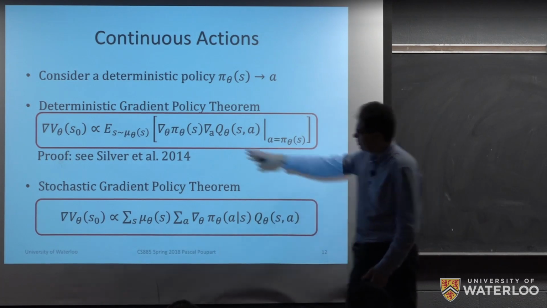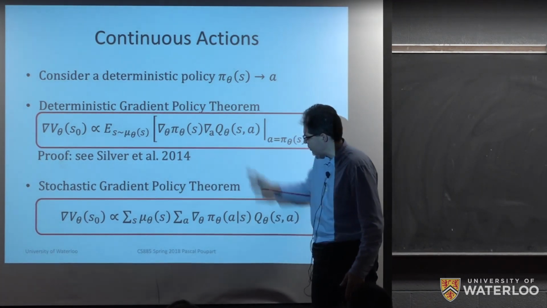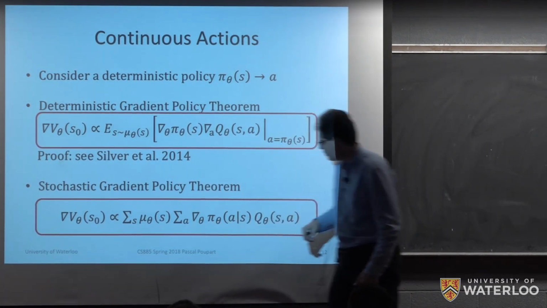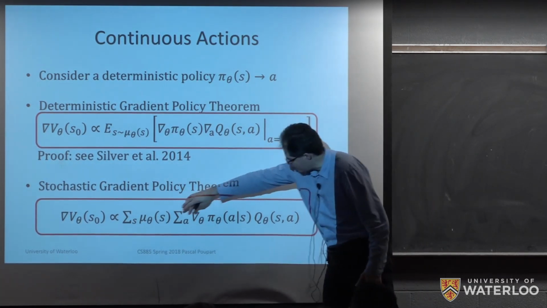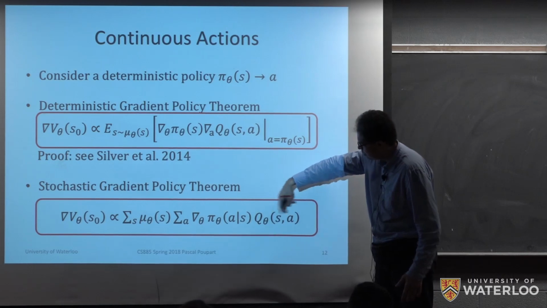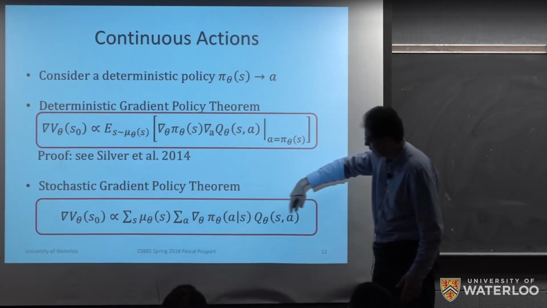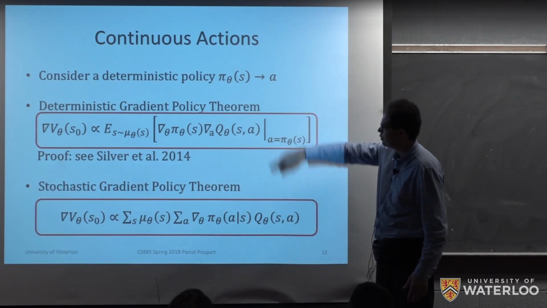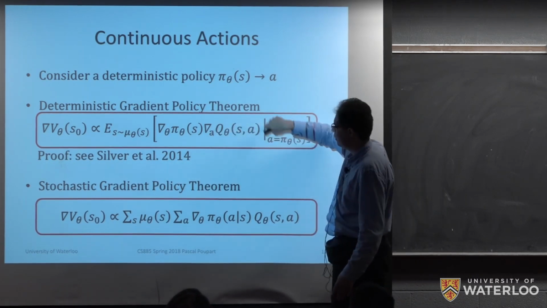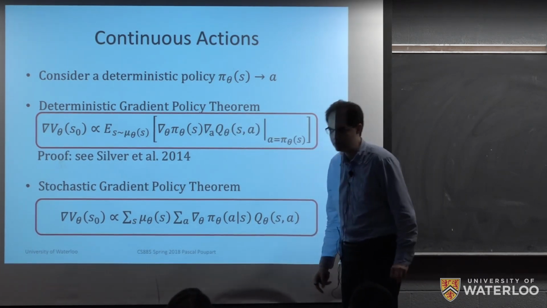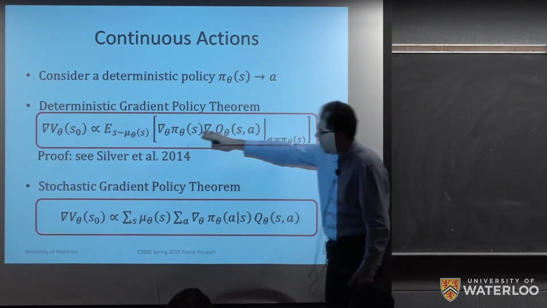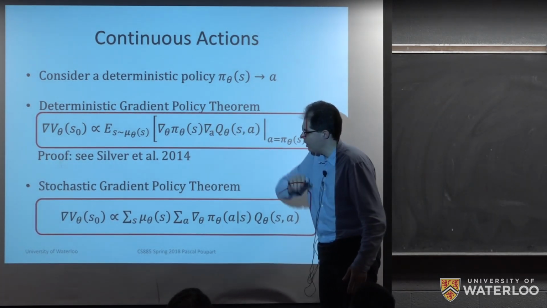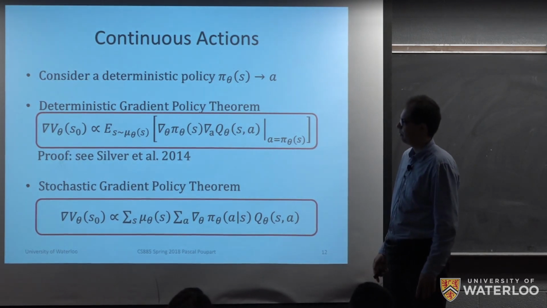In any case, we have the gradient with respect to the policy in both cases. But now a difference is that here we have an expectation, or at least a summation with respect to the actions of the Q function, whereas here we will have a gradient with respect to the Q function. Okay, I'm not going to go into more details, but if you want to see the derivation, please have a look at this paper.